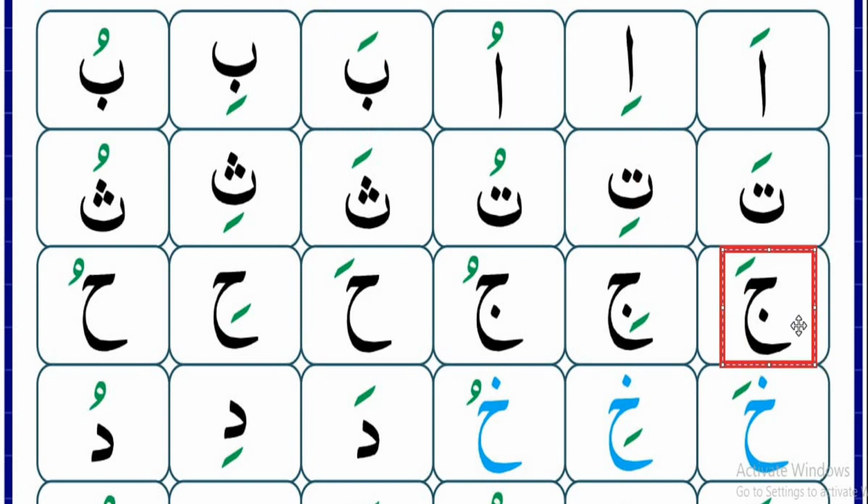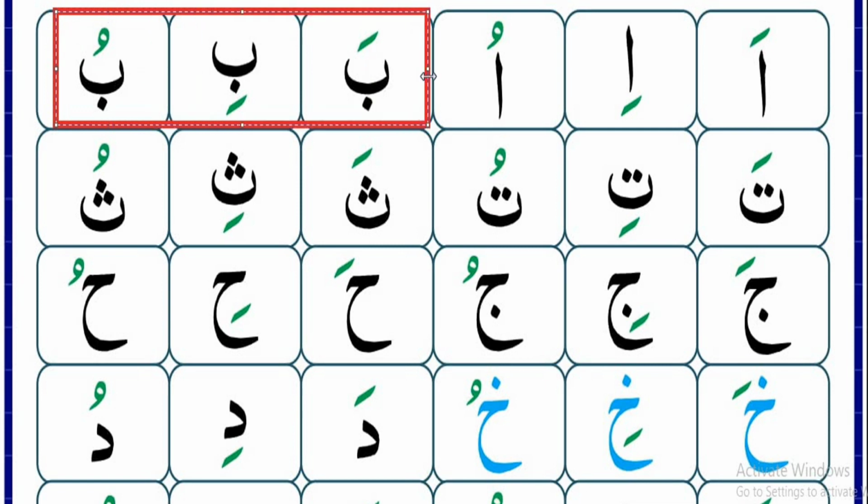But here in this letter, it's Jim. So the letter is called Jim. There is no a sound at the end. So this will change to Jim, fatha, ja. So here we have to add that a sound because the a sound is not there already in the letter sound. So it's ba, fatha, ba. And this one is ba, kasra, bi. And that last one is ba, dhamma, bu. Without spelling, it's ba, bi, bu.